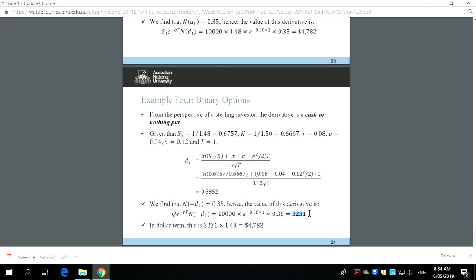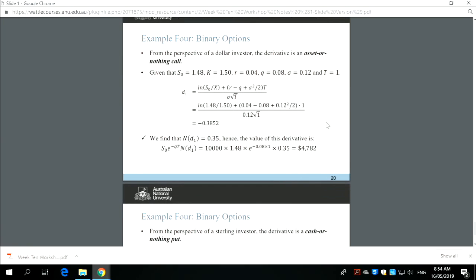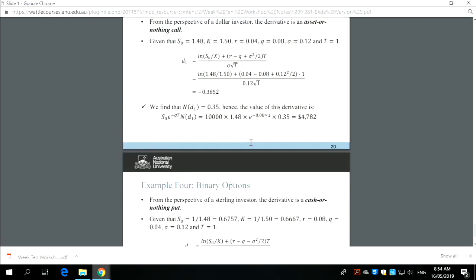And that's the value in sterling, right? Because the question is asking for the dollar amount, we need to convert this sterling value using the spot exchange rate back to the dollar value. So that's worth 4,782, which is the same answer we got in the part 1 question. Does it make sense?